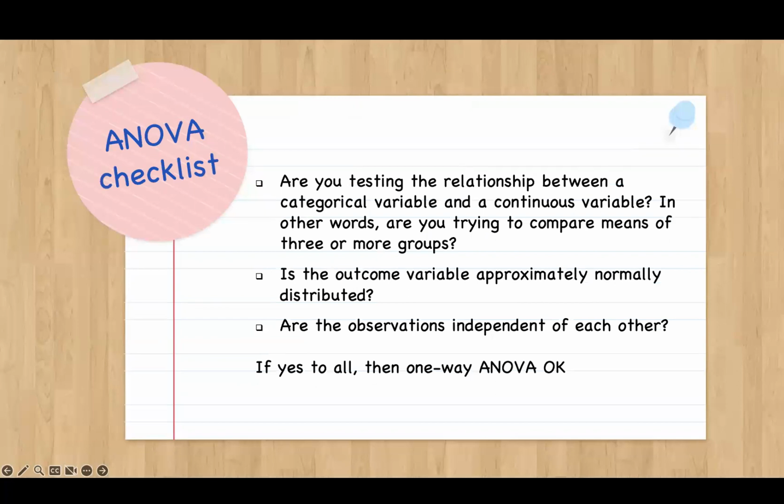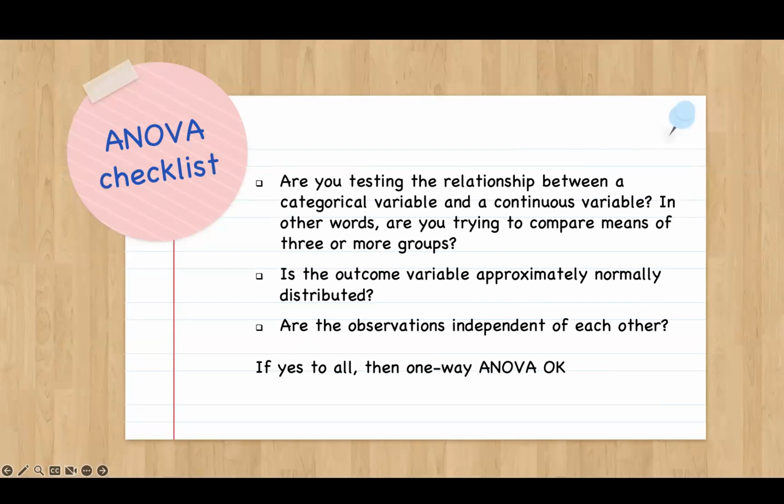Okay, so I'd like to give you an ANOVA checklist in case you are going to analyze the data by yourself. You should ask yourself the following questions before considering ANOVA. First, are you testing the relationship between a categorical variable and a continuous variable? In other words, are you trying to compare means of 3 or more groups? Second, is the outcome variable approximately normally distributed? The outcome variable should be normally distributed. And third, are the observations independent of each other? If your answers are yes to all these 3, then you can use one-way ANOVA.